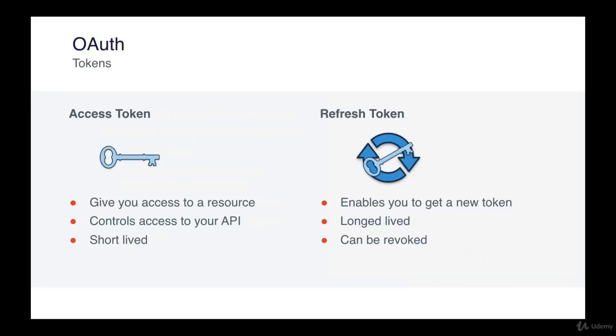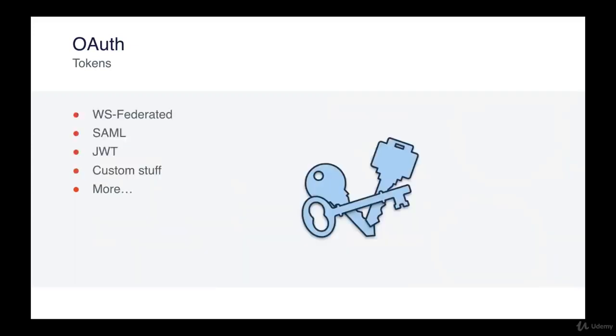Tokens can take different forms. It could be WS-Federation, SAML, or JWT, or whatever you want. It's not defined in the standard, but we will focus more on JWT, and we'll talk a little bit more about that in the next lesson.